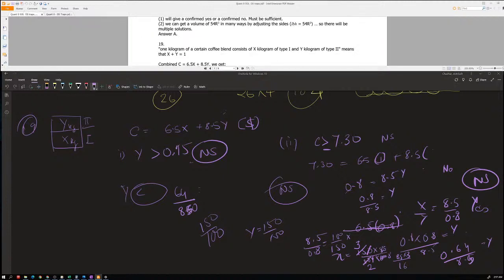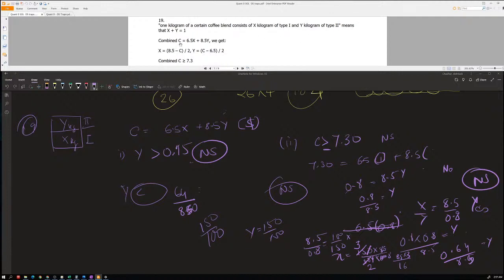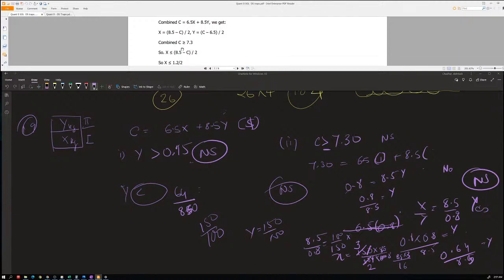Let's say 1 kilogram of a certain brand is combined. C is equal to this. We get x minus C is combined C is less than C. So x minus x is less than 8.5 minus C by 2. X is less than 12.1.2 by 2. X is 11.6. So the answer is B.